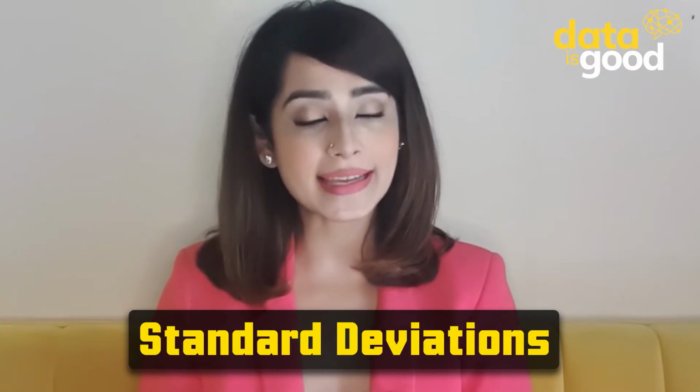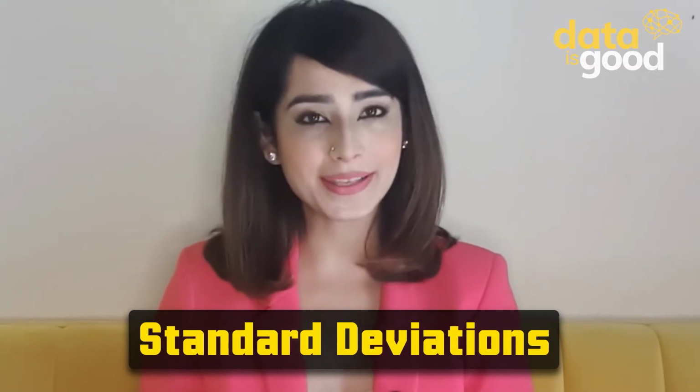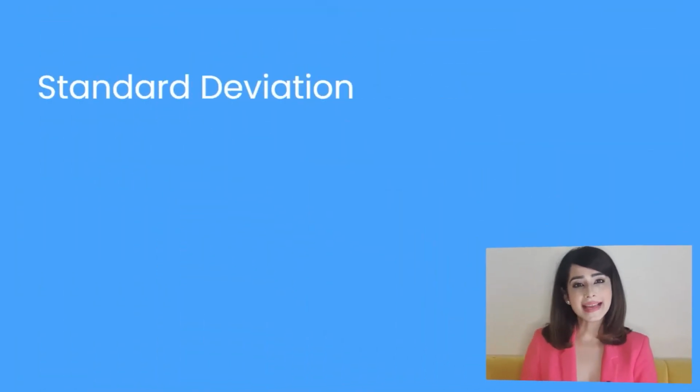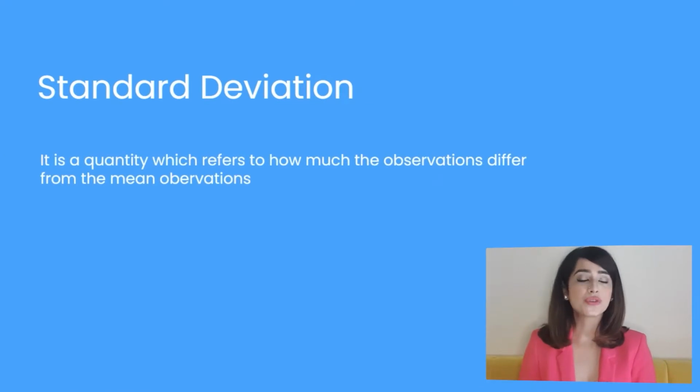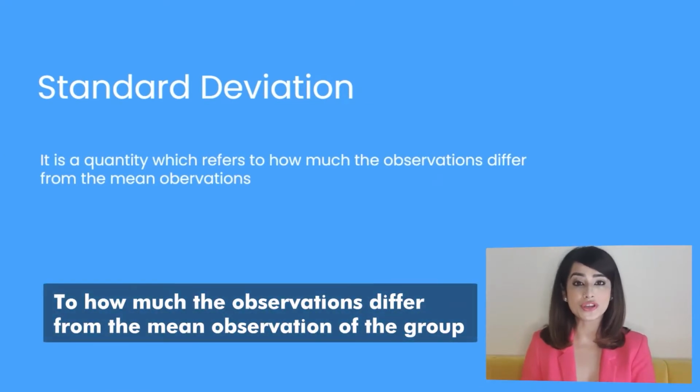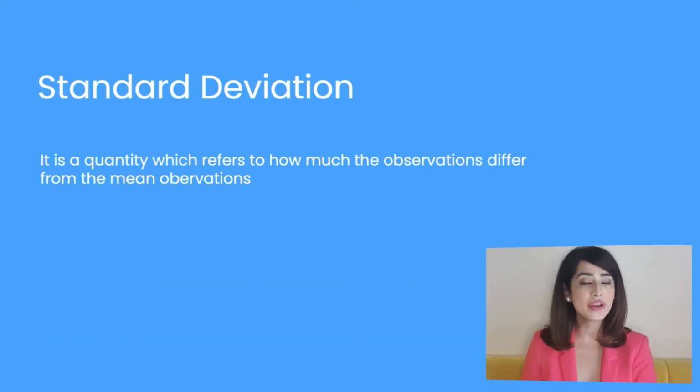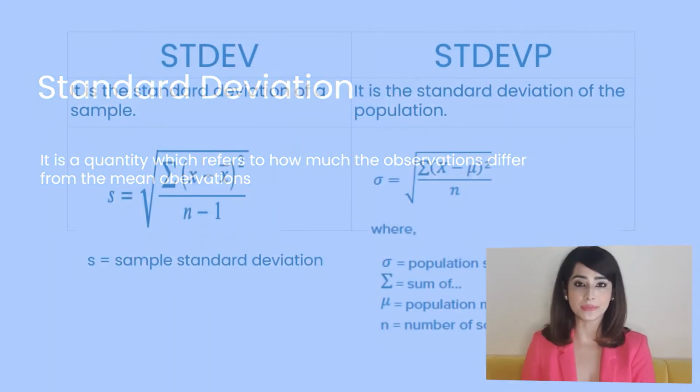We learned about the three statistical functions: minimum, maximum and average. Now in this lecture, we are going to learn about finding the standard deviations in Excel. So let's begin. A standard deviation is a quantity which refers to how much the observations differ from the mean observation of the group, or in other words, the standard deviation is the spread of data distribution.